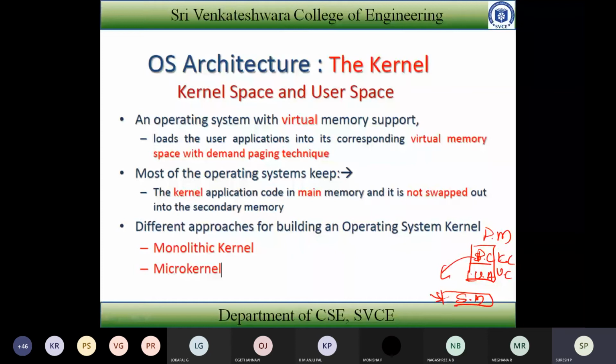So the kernel application code is in memory, and it is not swapped out. Whatever part of the kernel is running in the primary memory won't be swapped out from the primary memory to the secondary memory. Only part of the application code. If some applications are running, the application code will be moved to the secondary memory. That is, user applications will be moved to the secondary memory.